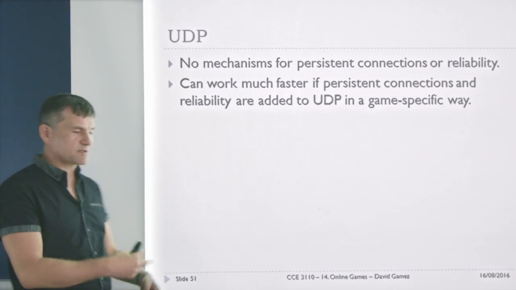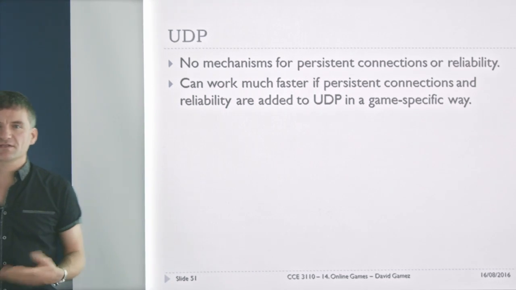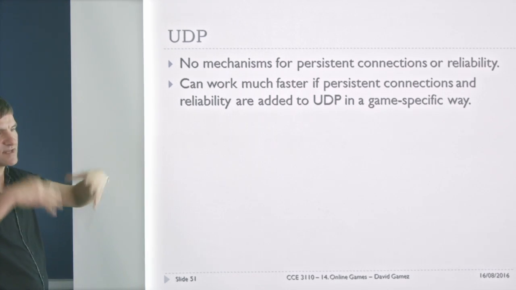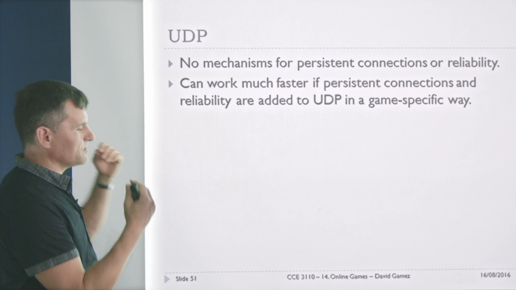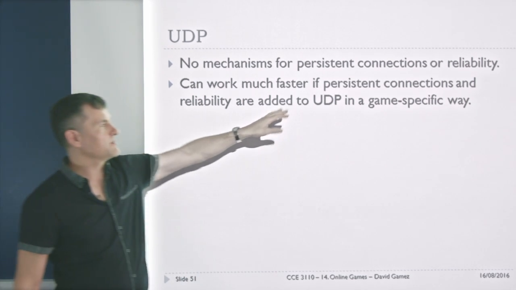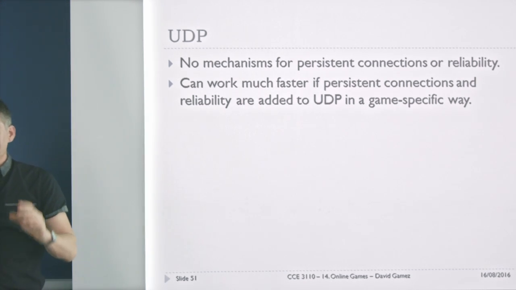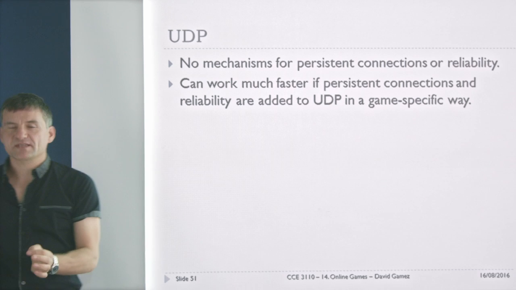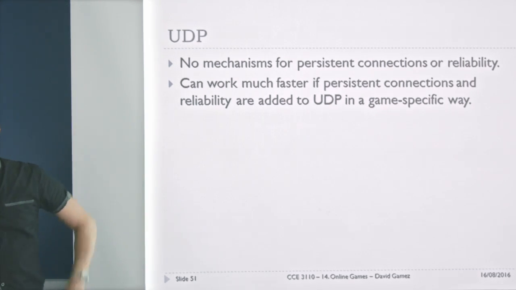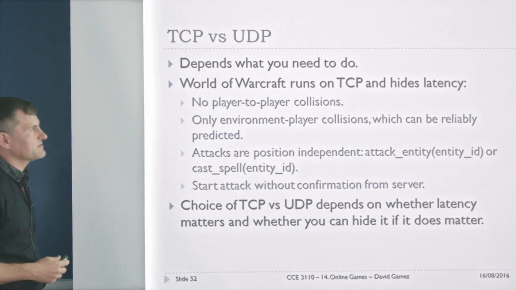Whereas UDP is completely fire and forget. There are no mechanisms for persistent connections, reliability, and so on. But it can work a lot faster because it doesn't have all these higher level mechanisms to ensure reliability. So if you implement your own reliability, you can get much faster, much tighter response times by implementing your game over UDP in a game-specific way. There might be specific requirements for reliability or persistent connections, and you can put them on top of UDP without the packet throttling, and that's what a lot of games do. So the debate over TCP and UDP depends on what you need to do.